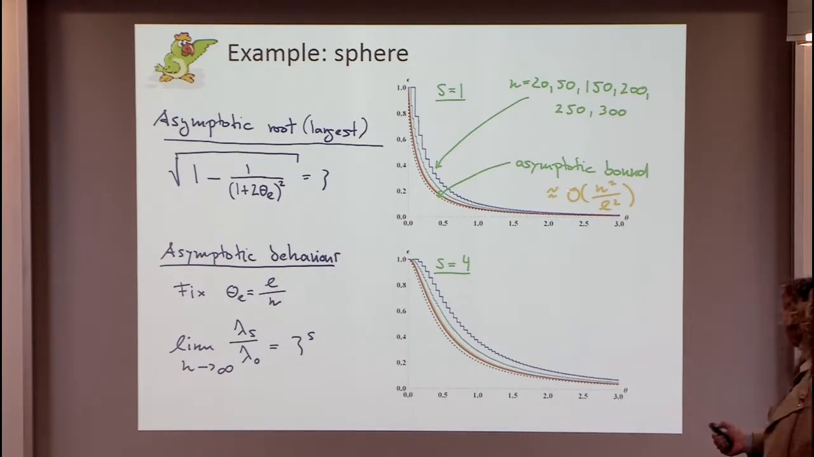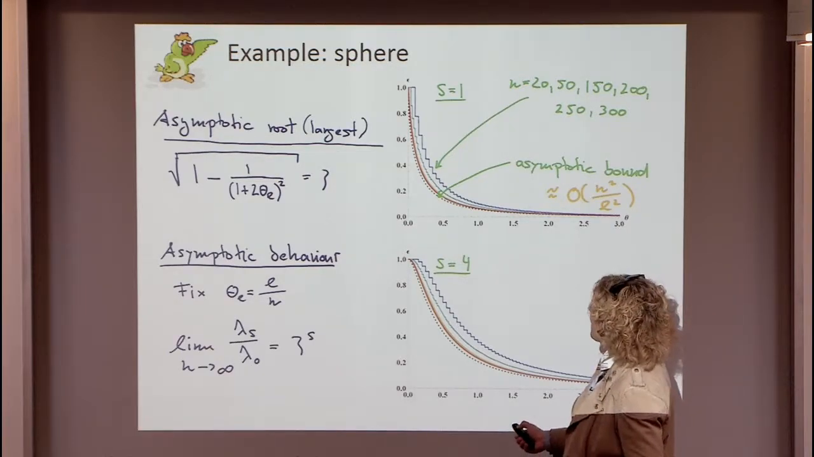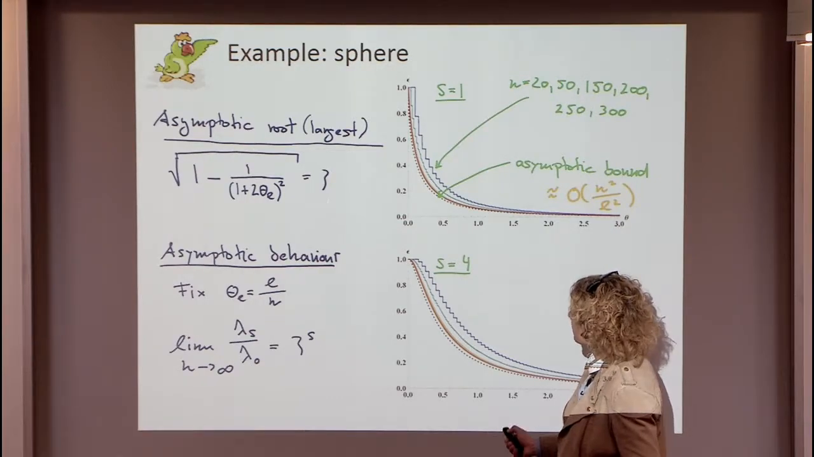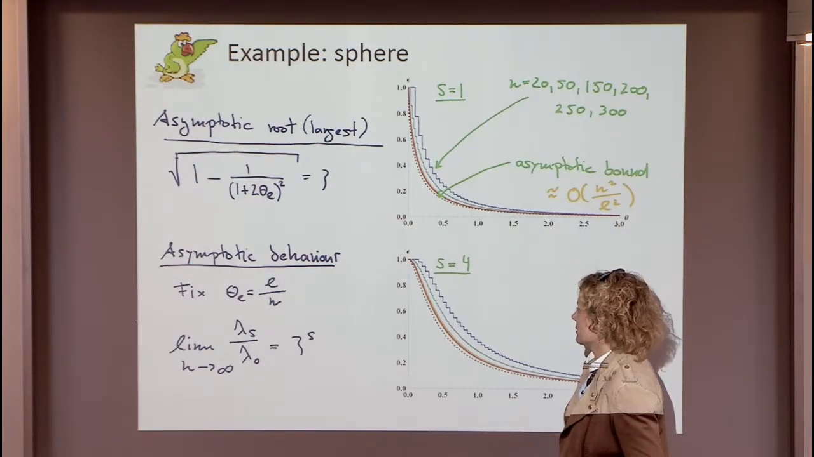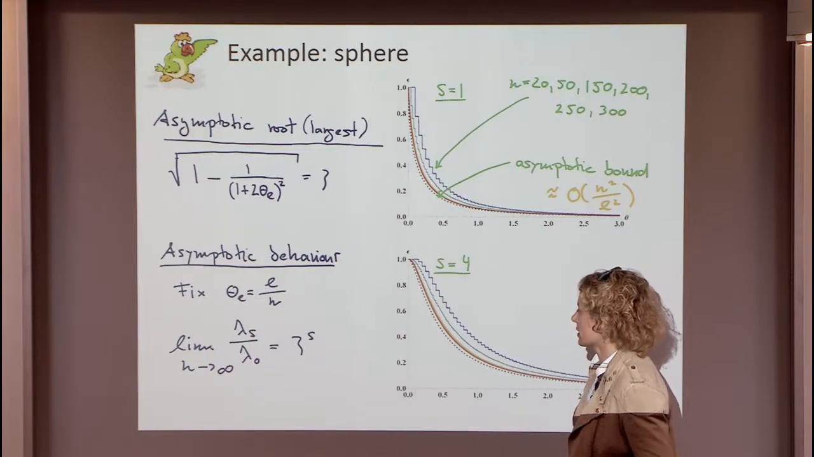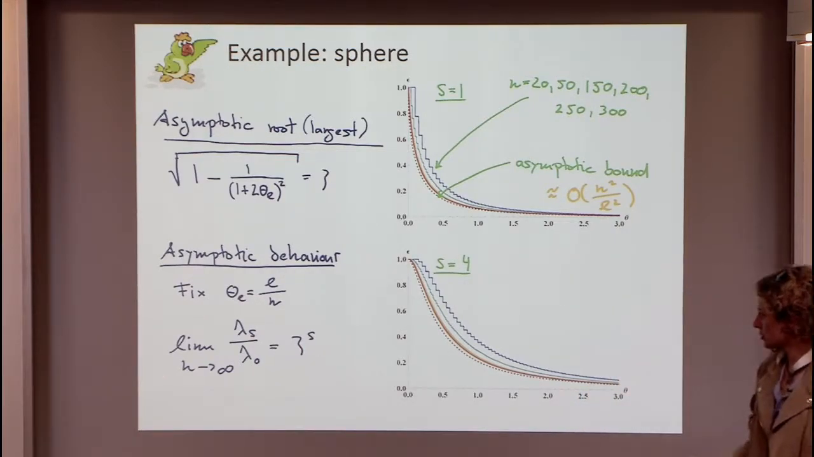So what happens for the sphere? Let me show you a plot. I'm almost done. So the asymptotic root, I'm interested in this particular root. It looks like this. And this will give us some asymptotic behavior. I would like to say again, this is exact for s equals 1 and s equals 2. But in general, we study this limit. And I'm going to just show you some plots.